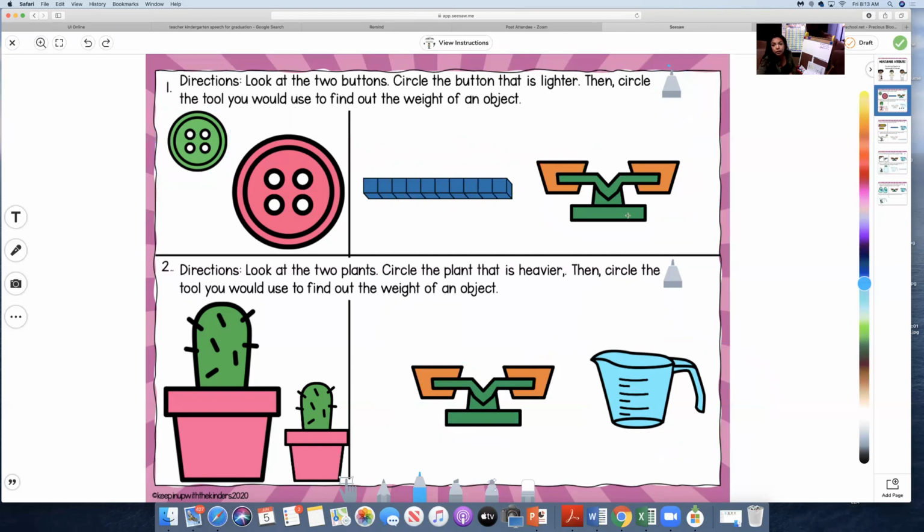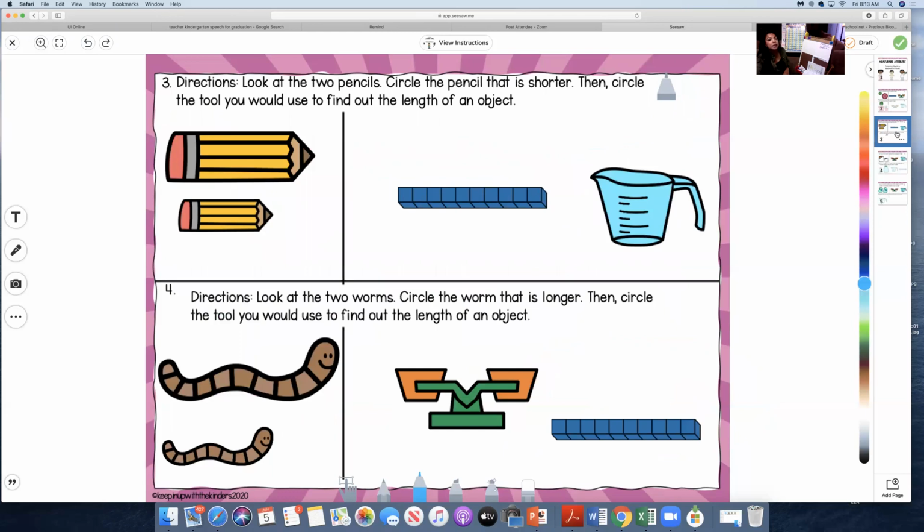There we go. All right, and then page 3, directions. Look at the 2 pencils. Circle the pencil that is shorter. Then circle the tool you would use to find out the length of an object. We're not looking for smallest pencil. We're looking for the shorter pencil. Remember, use the right math vocabulary.